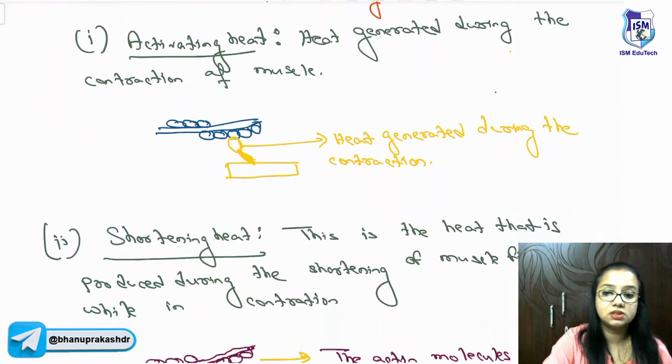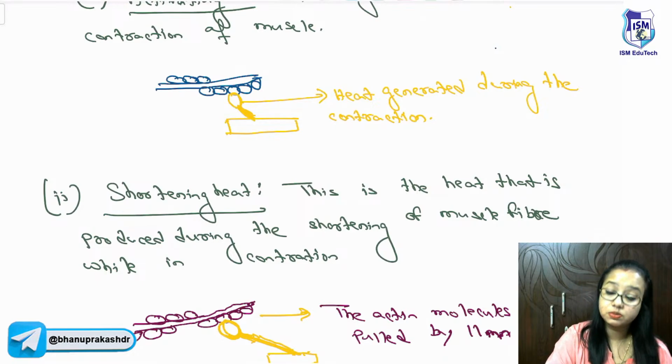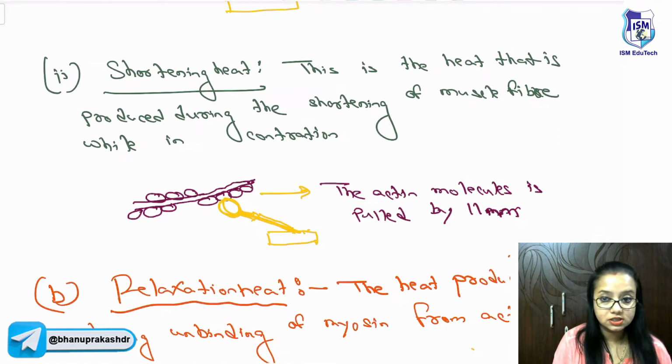We have studied about the excitation contraction coupling, about the muscle contraction and relaxation, and also the various sources of energy and also the heat produced. Okay, so this is all for our muscle physiology now.